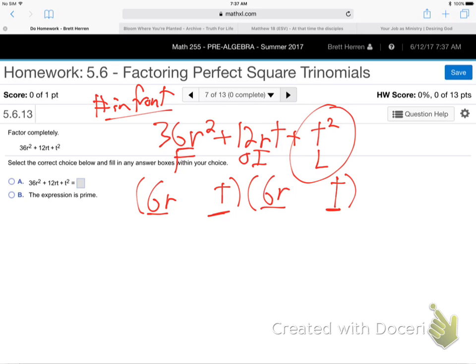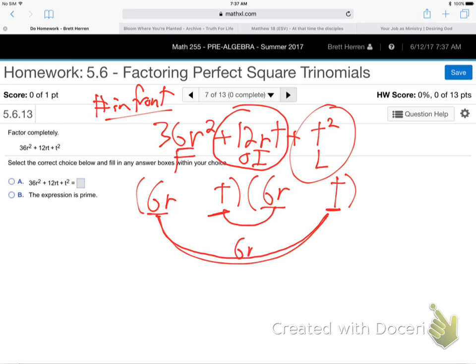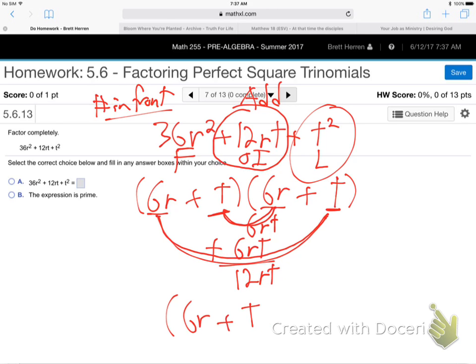Makes T squared, good. But now we have to check the middle. The middle is the trickiest part. It comes from the word OI, which means outer with outer and inner with inner. What's the outer times the outer? 6RT. What's the inner times the inner? 6RT. What do they add to be? You add them in the middle, right? 12RT. Perfect. With plus. It's making the middle 12RT, isn't it? Same thing twice. So we go 6R plus T squared. And there we go.